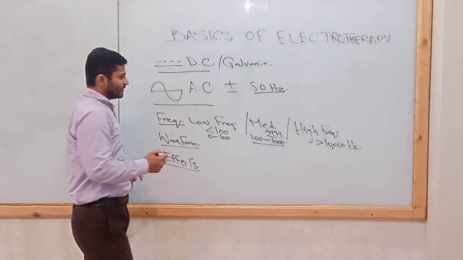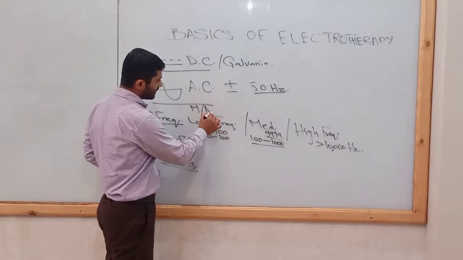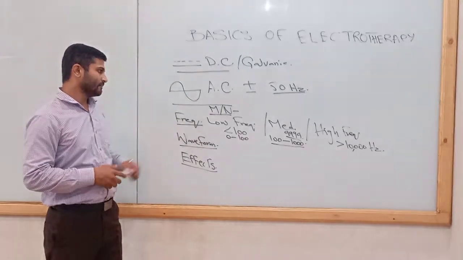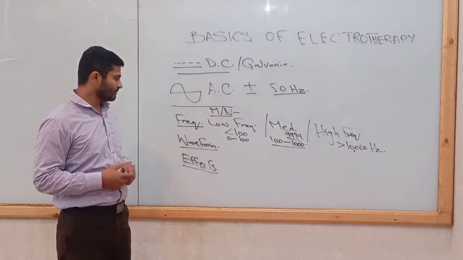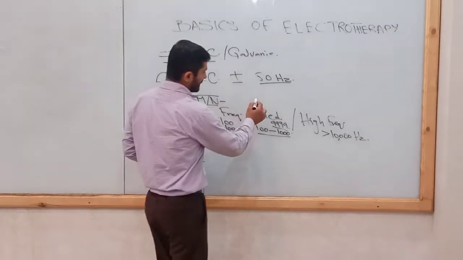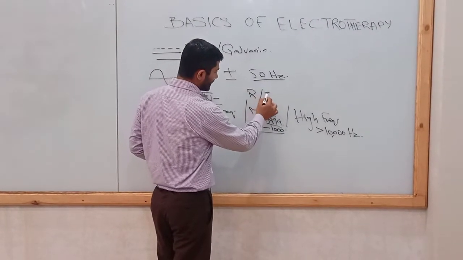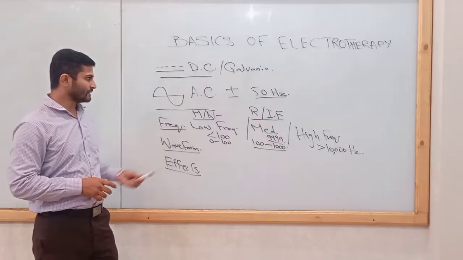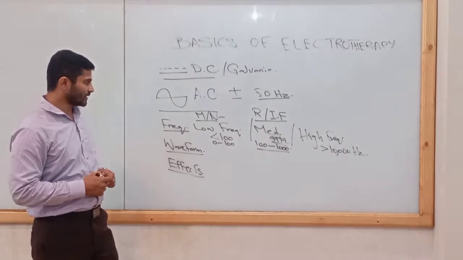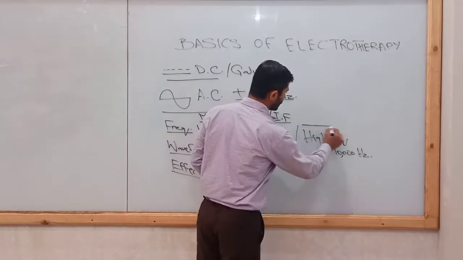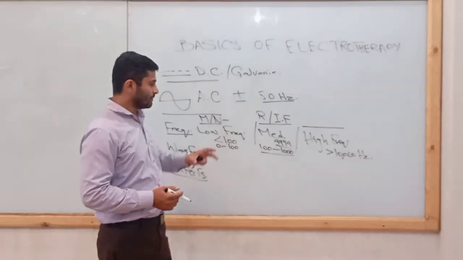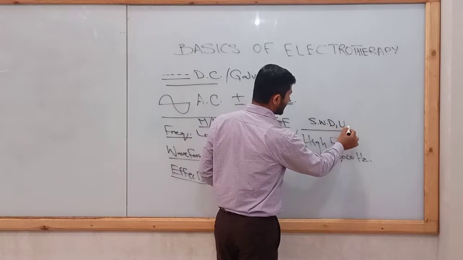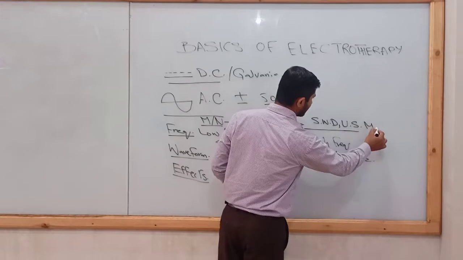Low frequency currents are usually the muscle and nerve stimulating currents. For example, we have TENS, we have Faradic current and various other currents, the diadynamic and other currents. Medium frequency has only the Russian current and interferential current, because these are the 2 medium frequency currents readily available in the market. Then we have high frequency currents. The devices that work on the high frequency currents are shortwave diathermy, therapeutic ultrasound and microwave diathermy.